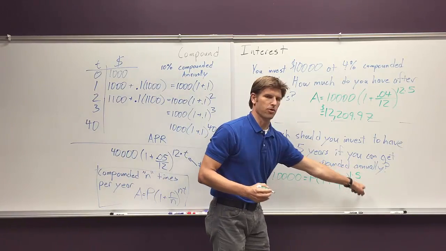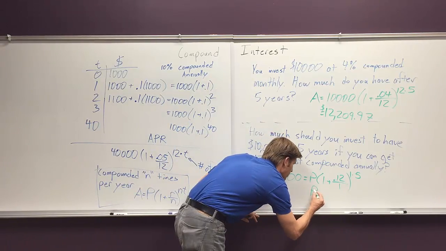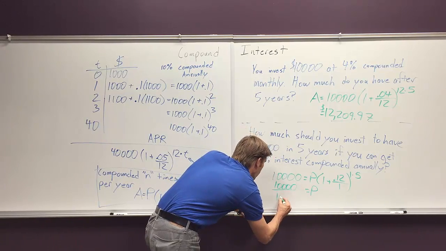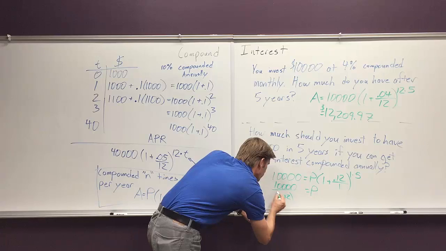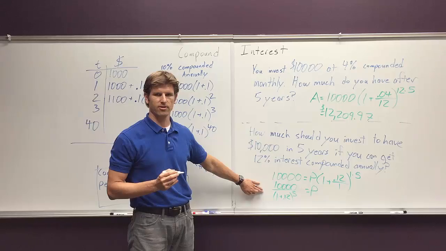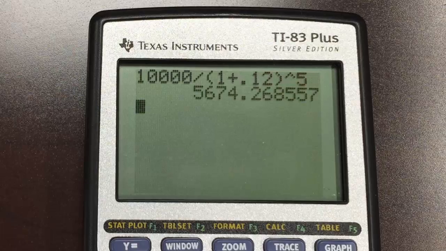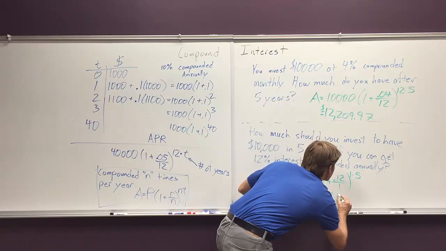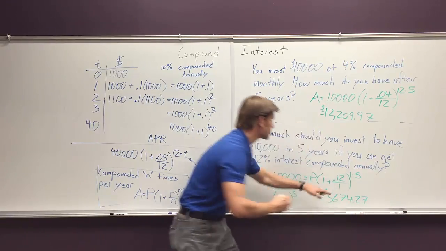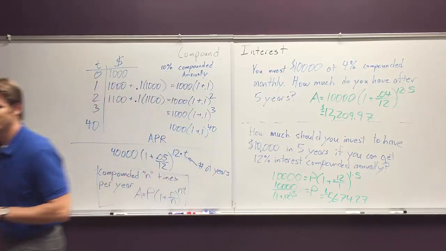Now, this is a number. So this term right here, we can actually divide both sides by. So P would equal 10,000 divided by 1 plus 0.12 to the 5th power. That's something you want to be careful you plug into your calculator. And so you get 5,674.27. That's how much you need to invest to end up with the $10,000 at the end. Hope that's helpful.